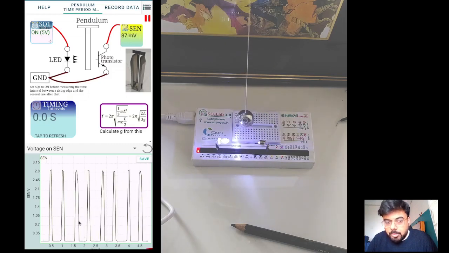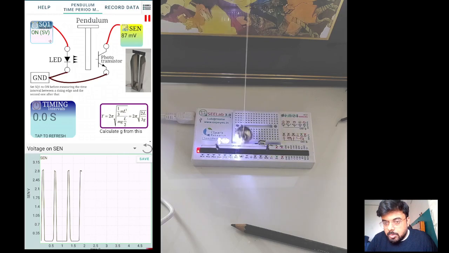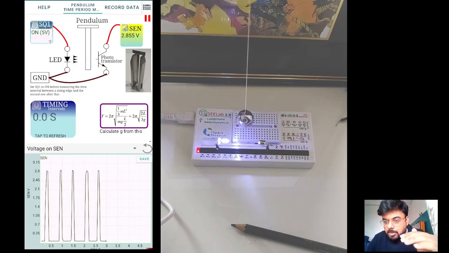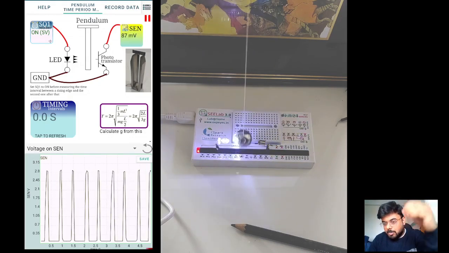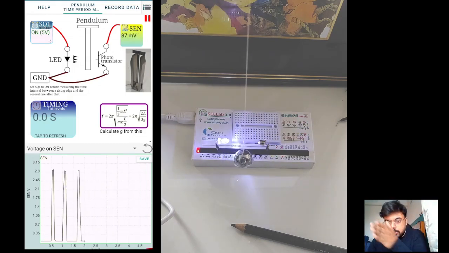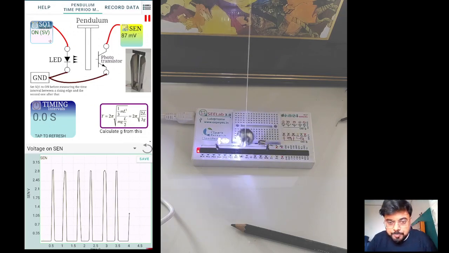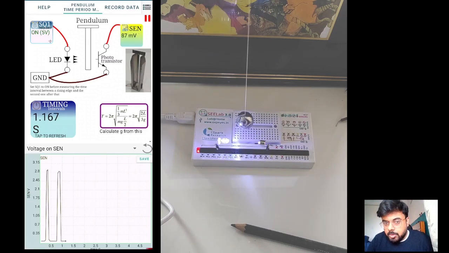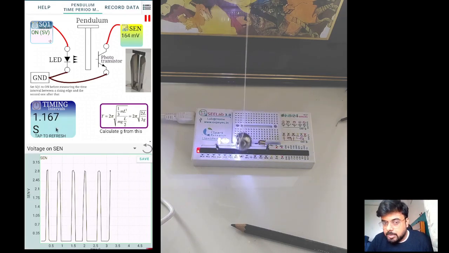Right now, what we want to do is measure the time period. So the time period of one full oscillation is when it intersects for the first time, and then you ignore the return path. And when the pendulum intersects for a second time coming from one direction, that's your time for one full oscillation. So you see, I've got 1.167 seconds.